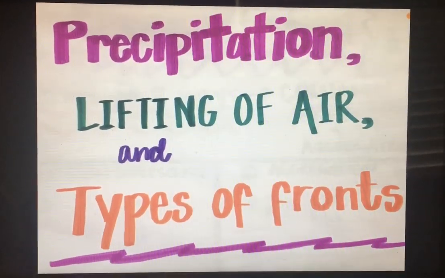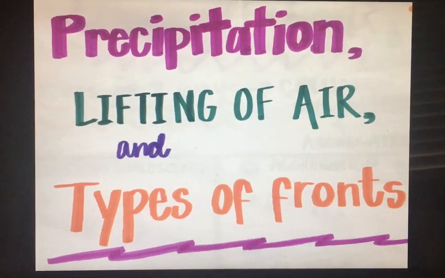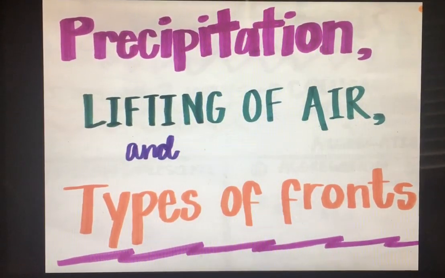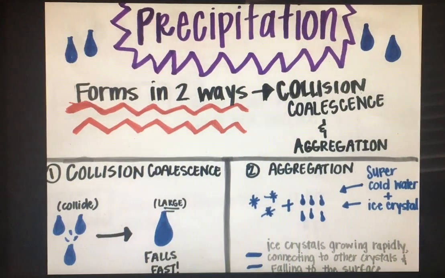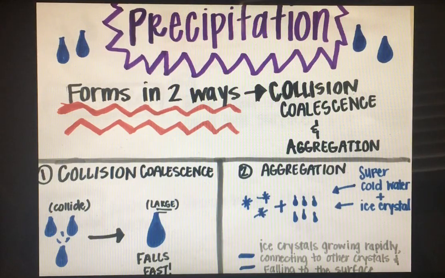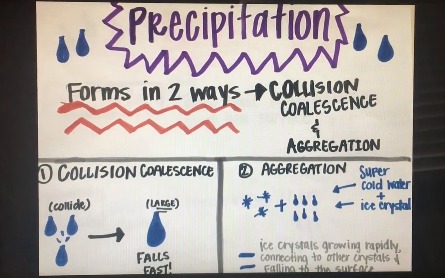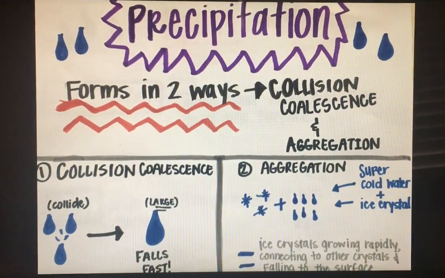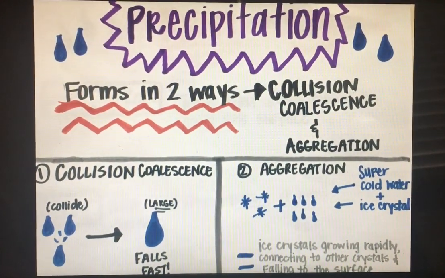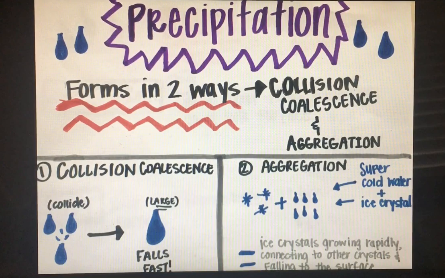Today we're going to talk about precipitation, the lifting of air, and the different types of fronts. Precipitation forms in two ways: collision coalescence and aggregation. Collision coalescence is when small droplets are falling and collide together to create larger droplets. These large droplets fall faster and therefore reach the surface before evaporating.